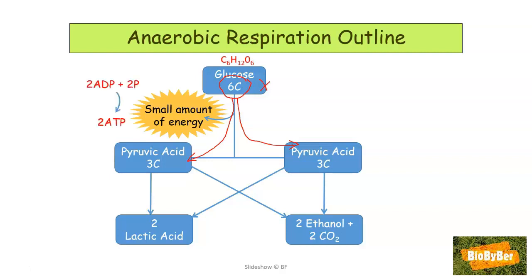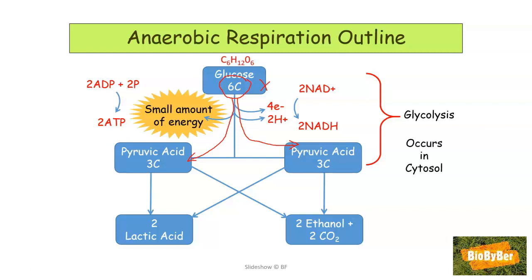The energy is picked up by 2 ADPs forming 2 ATPs. 4 high energy electrons and 2 protons are also released in this process. These are picked up by 2 NAD pluses, creating 2 NADHs. The process where glucose is broken down to 2 pyruvic acids is called glycolysis, as we have already said, and it takes place in the cytosol of the cell.